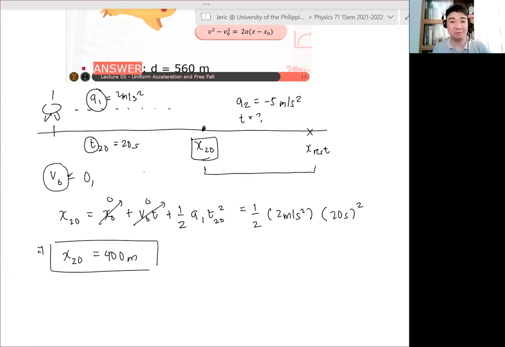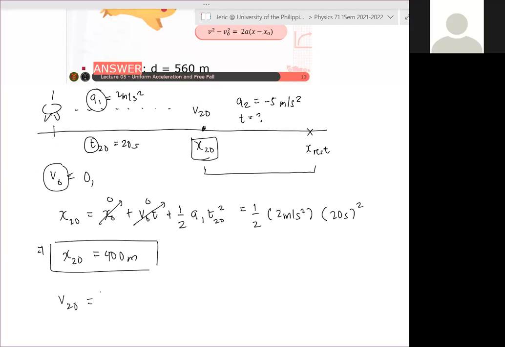Ano pa yung hindi given? Sir, v naught. The initial velocity when it changes its acceleration is also not given. But what is that? The final velocity. Sir, final v nung una. Yes, sir, exactly. It's the final velocity of the first. So here we have our final velocity v20, and that can be computed. Ano yung v20 therefore? Sir, 40.